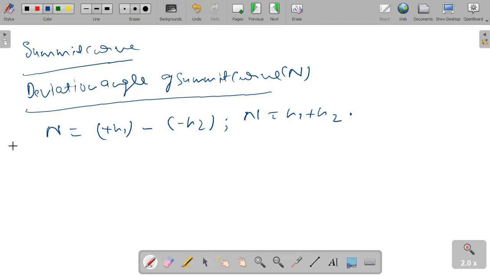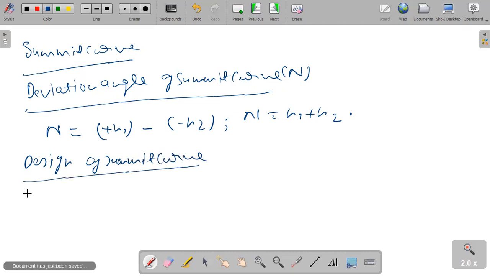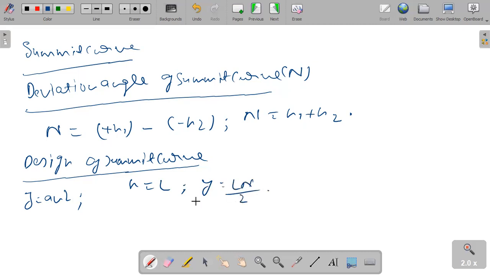So, design of summit curve. We already know that there is a parabola type of thing there. Let's say the parabola's equation is y is equal to ax square, where x equal to L, y is equal to Ln by 2. So we'll get a is equal to n by 2L.